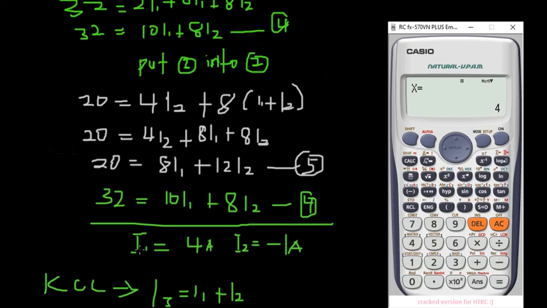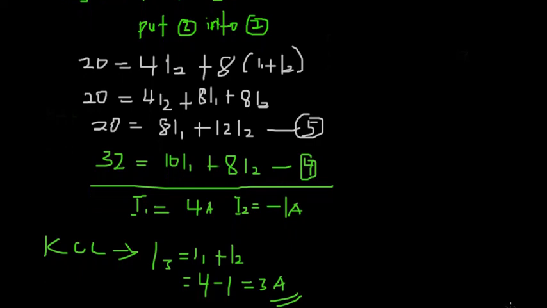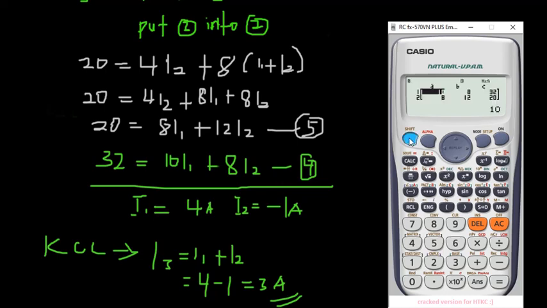Right. So from here you know that I1 is 4 amps, and then I2 is -1. After that you just insert and use your KCL to find your I3. You can just mathematically do it this way, or you can also use the calculator to do that in case you are interested. In case you are not, just use your simple algebra to find your value.